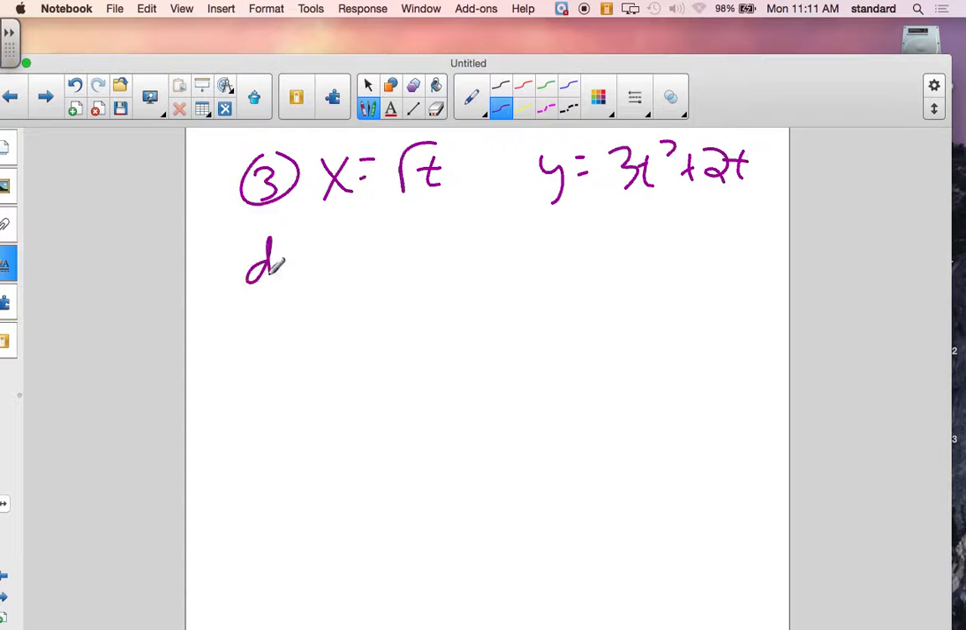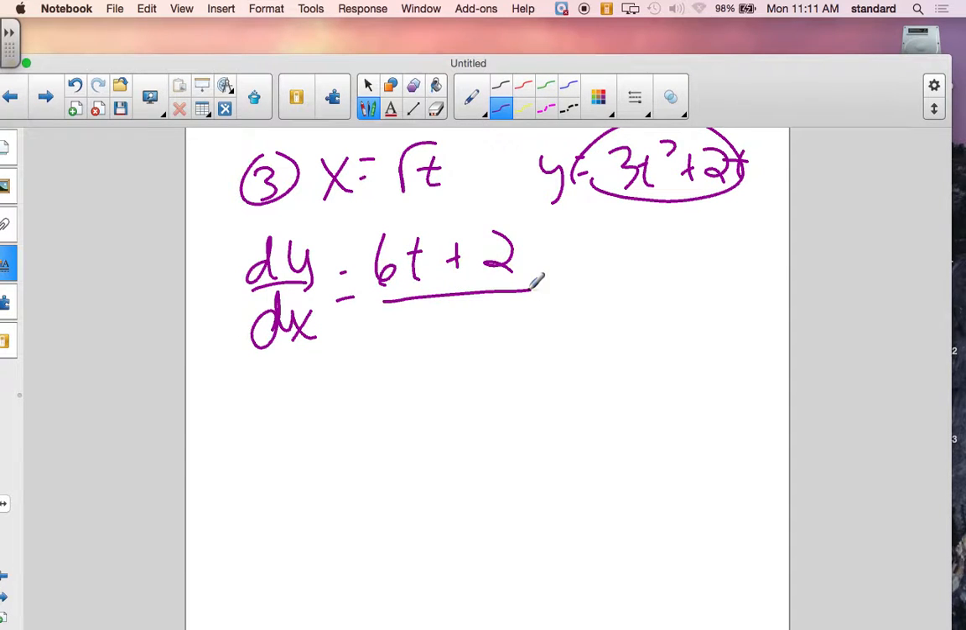Now, to find dy over dx, I'm going to take dy/dt, which is 6t plus 2, over dx/dt, which is 1/2 t to the negative 1/2. If we're going to do a few of these, I want to go slow enough for you to keep up.